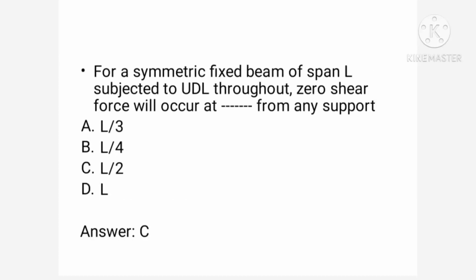Next question: for a symmetric fixed beam of span L subjected to UDL throughout, zero shear force will occur at dash from any support. So the beam is fixed at the ends, not simply supported. The beam is fixed. It is symmetric geometrically as well as symmetric loading wise. So obviously the point of zero shear force has to be at the center, from any of the ends. So L by 2 is the answer if L is the span. So answer C is correct.